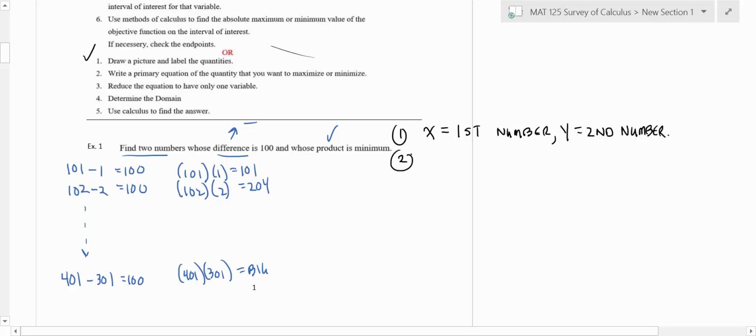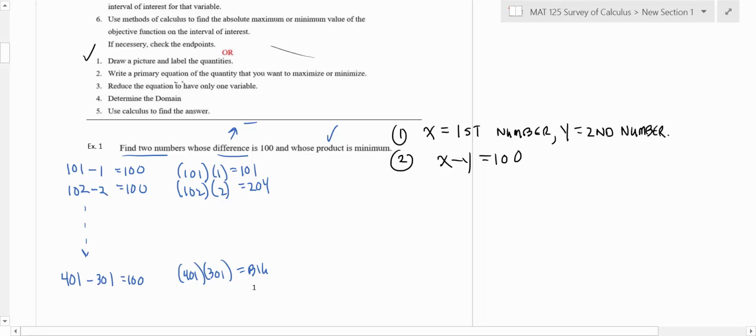Well, what are we doing here? A number minus a number is 100. So what would be an equation? If I've got this as x and that's y, then what would you get? X minus y equals 100. Okay, that's an important equation. And you could do it backwards. You could do y minus x is 100. It'll still work. Okay, so you have that.